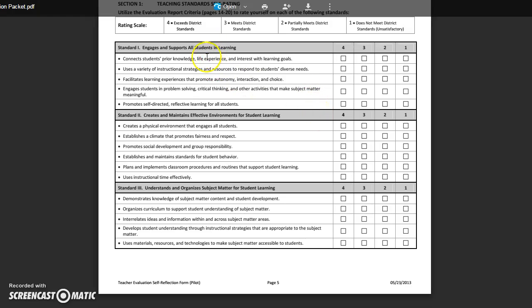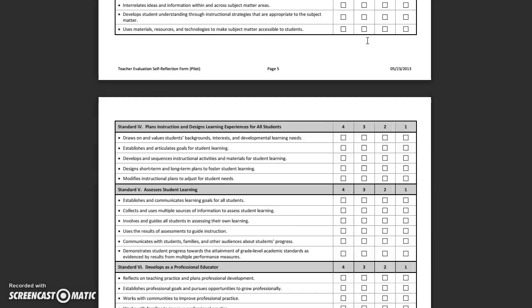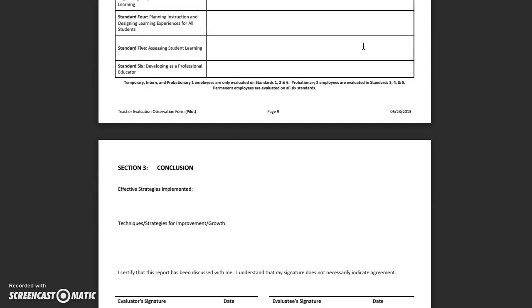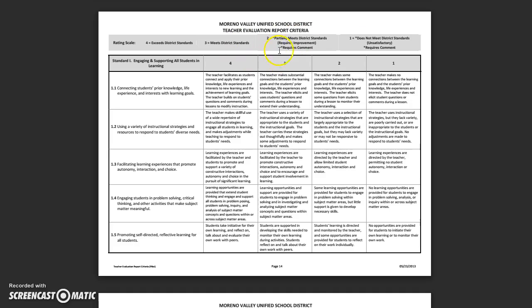So each standard is listed, and much like the teacher leader model standards, there are behaviors or functions embedded within each of the standards. A 4-point rubric is provided for self-reflection, and the descriptors for each of those levels on the rubric are listed above here. Now, to help a teacher determine exactly where they would rate themselves on this scale or this rubric, they are also given a document called the Teacher Evaluation Report Criteria here.